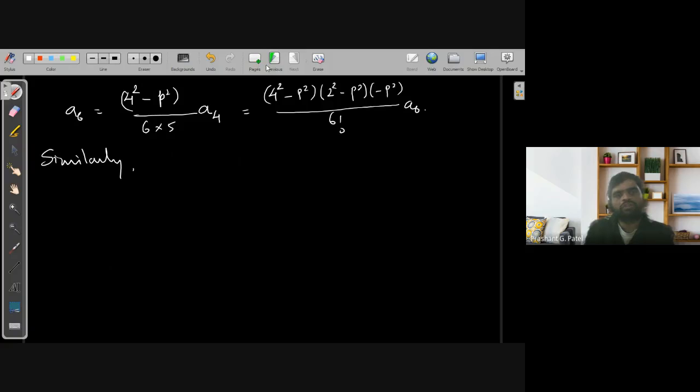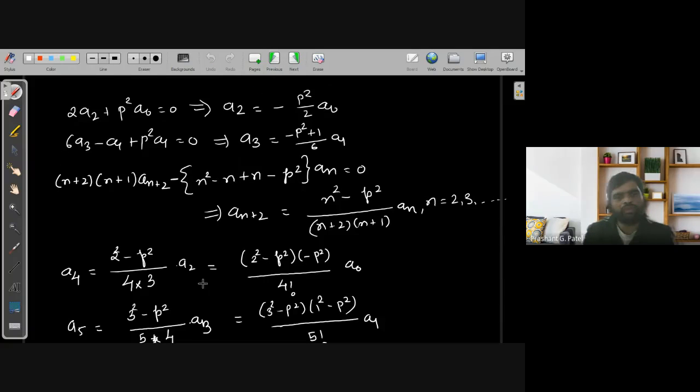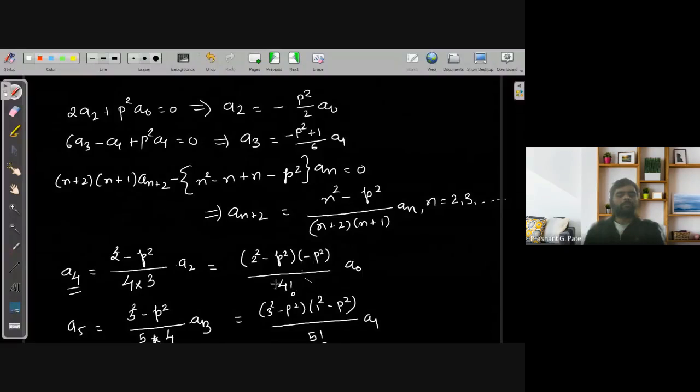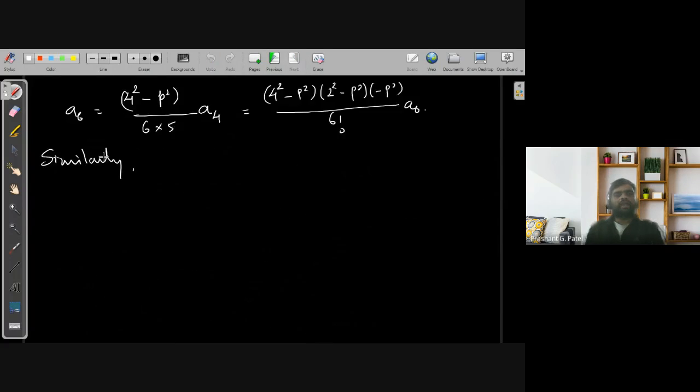You can just observe that for even terms you will have a different thing, and for odd terms you will have a different one. So for a4 you will have a different pattern. If the index of a is an even number, then it is a different pattern, and for odd it is a different pattern. So that's why we'll write that separately. That is, I can say a2n because it is an even number.